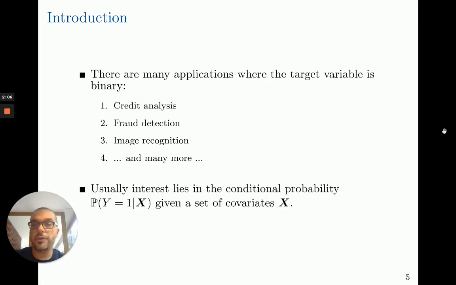Okay? Usually our interest will lie in the conditional probability. So what's the probability of y being equal to 1 given x, where x is a set of explanatory variables, right?